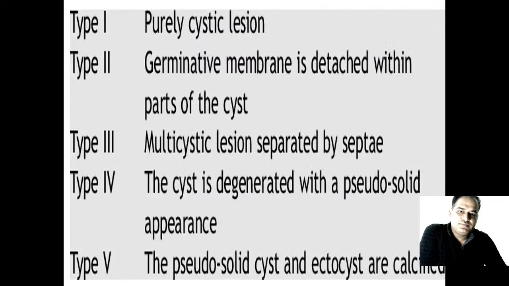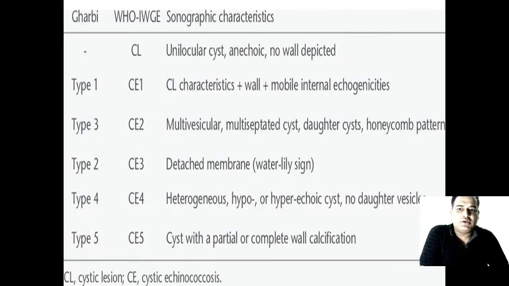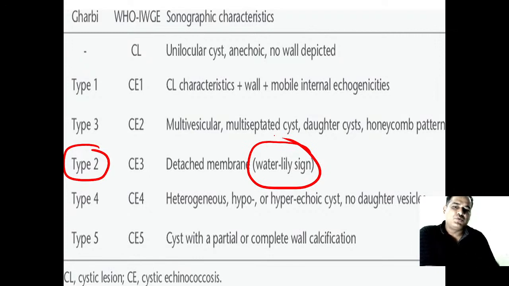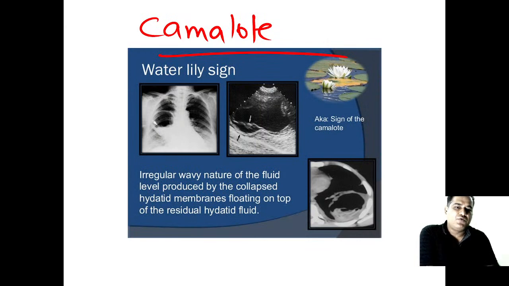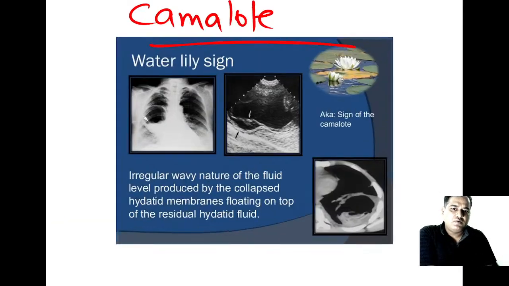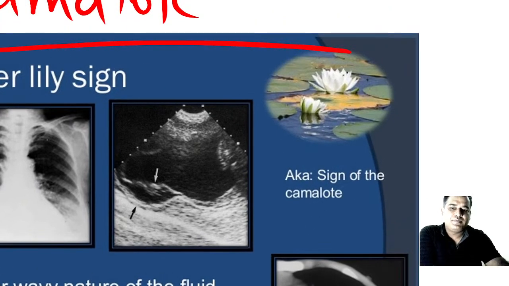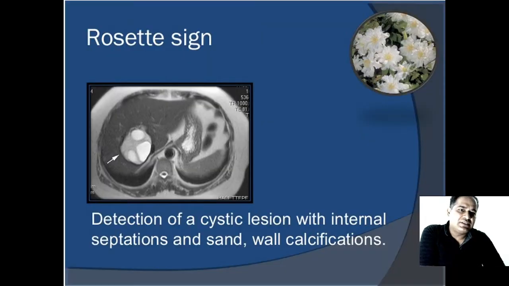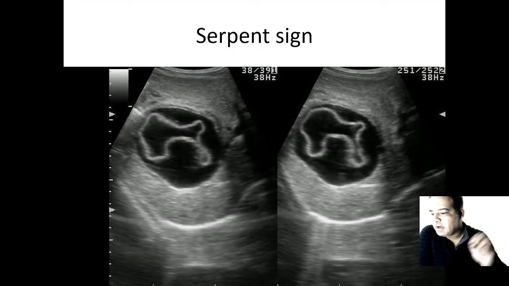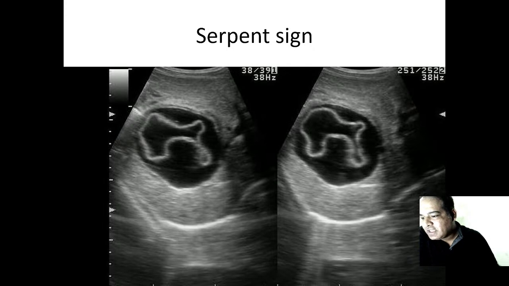Now, first, Garvey classification, WHO classification. If you are doing NEET PG, you have to revise all of them here. If you don't want to remember too much of it, just remember Garvey. Type 2 is water lily sign. Membrane is detached. See here, water lily sign. The membrane is detached there. Fine. Rosette sign, multiple cysts. Serpent sign, membrane is totally detached.